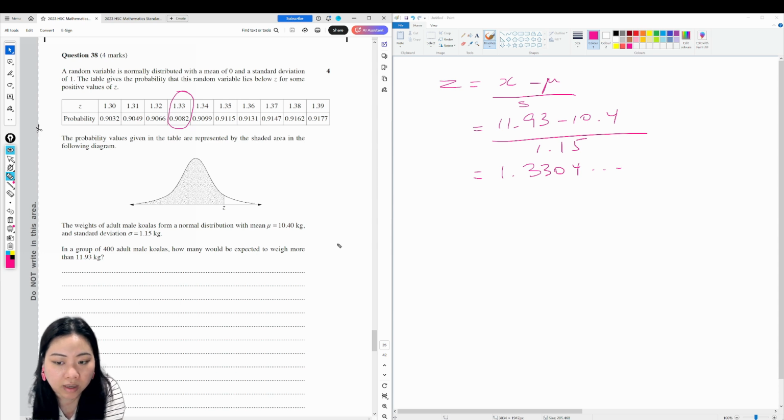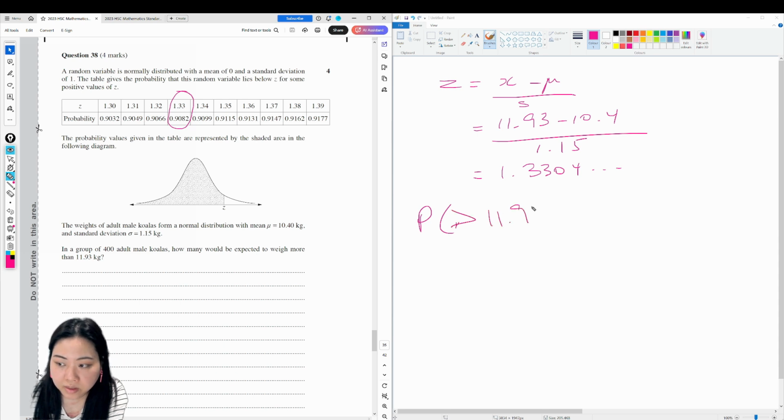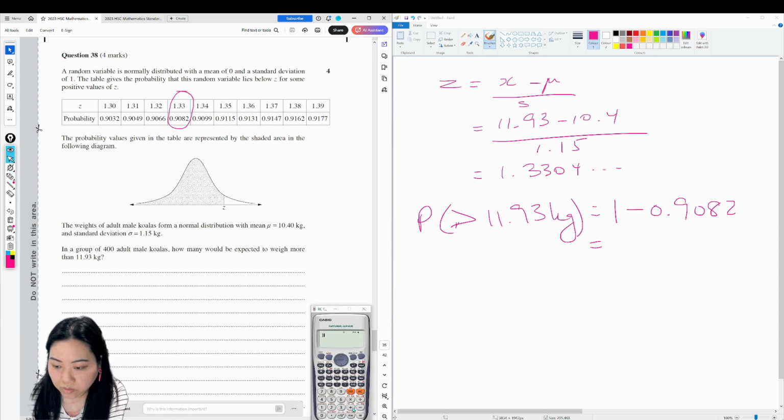But the question is asking how many would be expected to weigh more than 11.93 kilograms. So the probability of weighing more than 11.93 kilograms would be 1 minus 0.9082. That is 0.0918. So from 400 adult male koalas, there's a 0.0918 chance they're going to weigh over 11.93 kilograms.